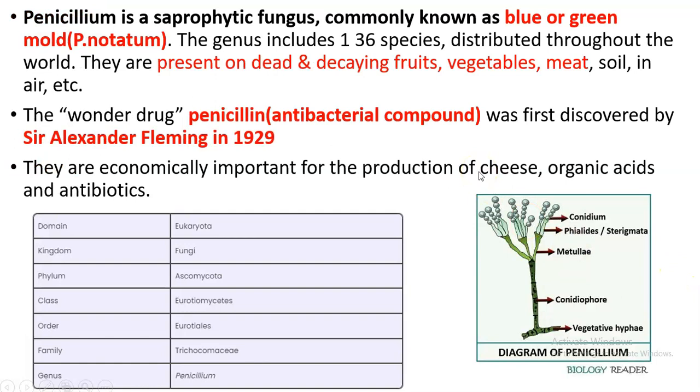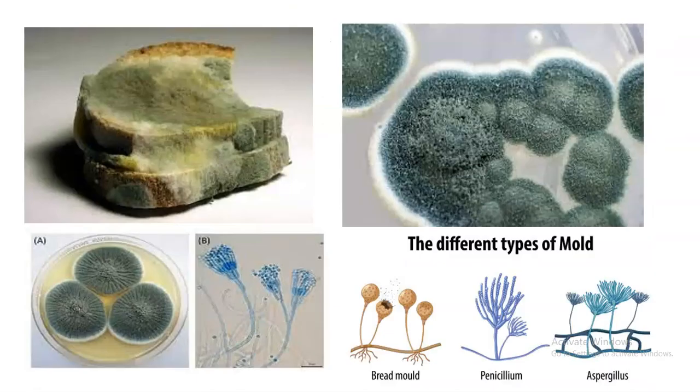Penicillium is a saprophytic fungus just like any other fungi, and it is commonly known as blue or green mold or blue-green mold. For example, Penicillium notatum is a perfect example. Why it is called a blue-green mold, I will show you. When it is infecting one particular organic matter, you can see that it will be giving a bluish-green texture. You can see that there are three different types of mold.